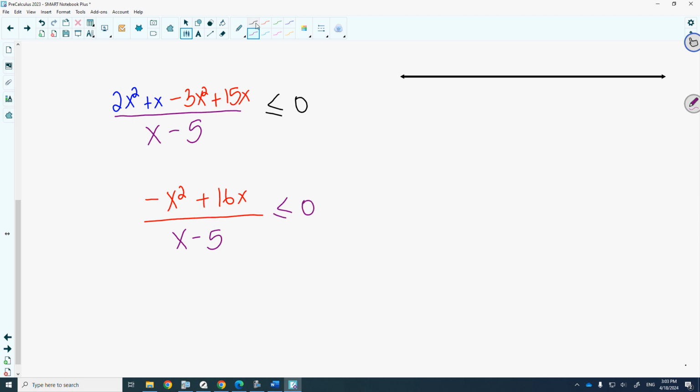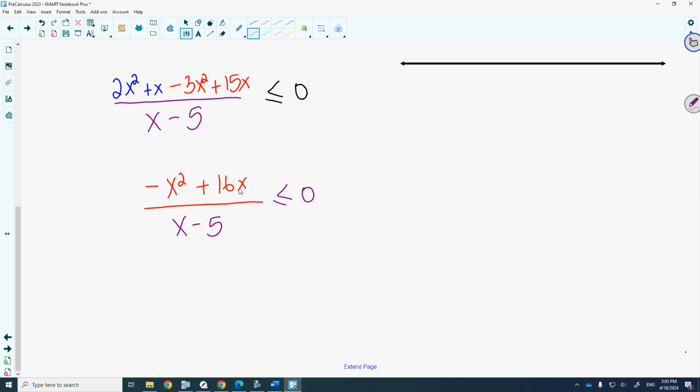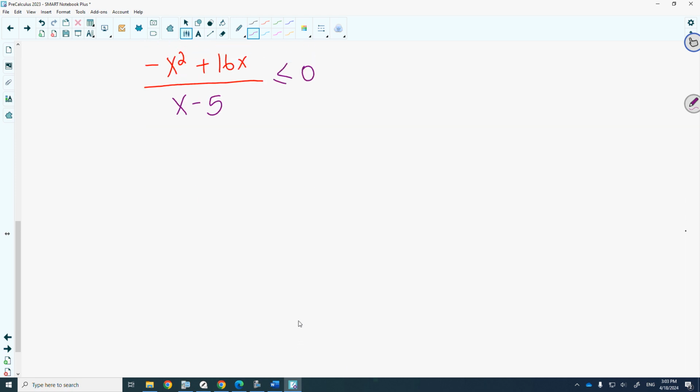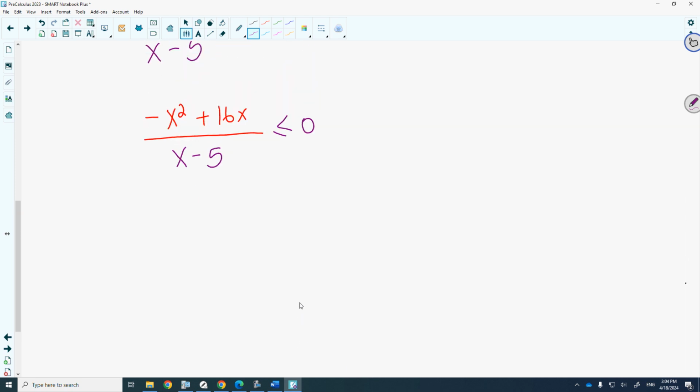Critical values come from when the factors in my denominator equal 0 and the factors in my numerator equal 0. So what I actually want to do with this numerator is this is not factored. So I want to factor that numerator. What I could factor out of that numerator is a negative x. So if I factor out a negative x, what I would be left with is x minus 16. And my denominator has x minus 5. This I'm looking when it is less than or equal to 0.